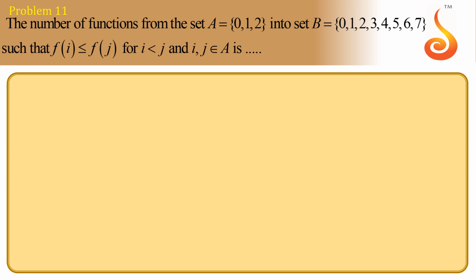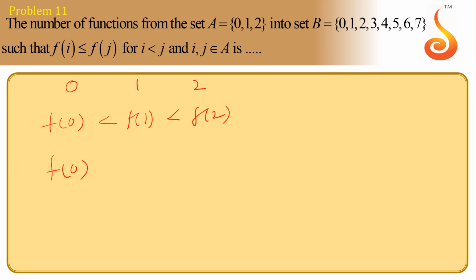Okay, next problem. The number of functions from the set A equal to {0, 1, 2} into a set B equal to {0, 1, 2, 3, 4, 5, 6, 7} such that f of i less than or equal to f of j for i less than j. For i less than j, if you observe, 0, 1, 2 are the elements in A, so 0 less than 1 less than 2. What are the possibilities I will get now? f of 0 less than f of 1 less than f of 2.